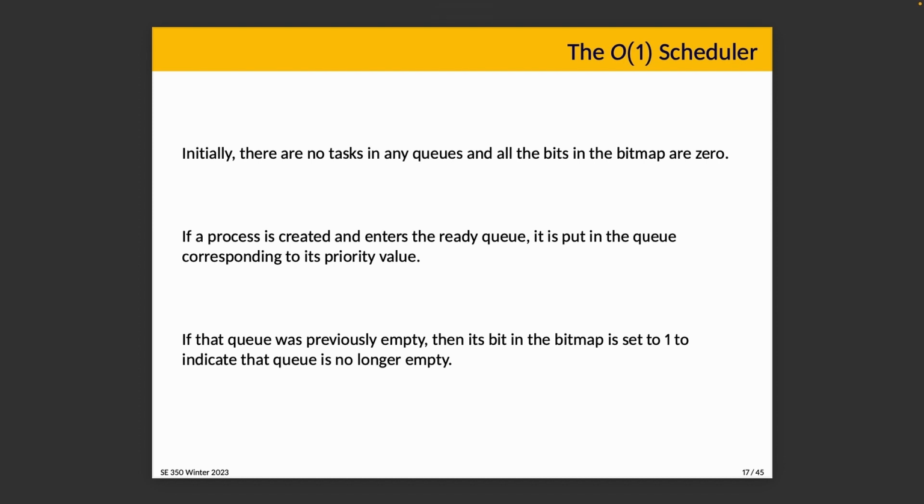Okay, so what we'll see is that initially, on startup, there are no tasks in any of the queues and all the bits in the bitmaps are 0. If a process or thread is created and it enters the ready queue, it's put in the queue corresponding to its priority value. So if its priority is 132, that's where it goes in the queue, although it's going to be -1 because we started at 0. Actually, no, it won't. It'll be 132 because 0 is a priority. So 139 is the maximum. So it's 132, then it goes in at that level. And if that queue was previously empty, its bit in the bitmap is set to 1 to indicate that that queue is no longer empty. And I think at this point, you're already getting a hint as to the strategy. How does this work?